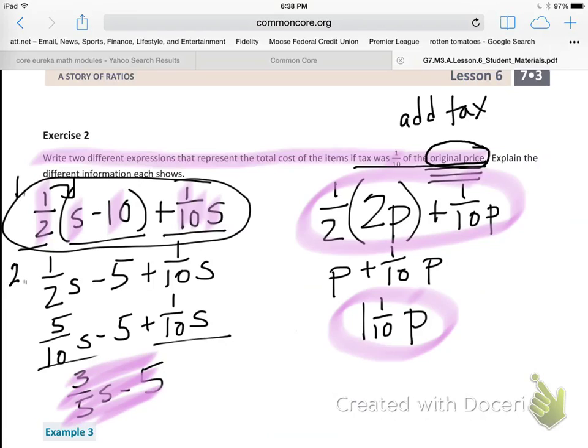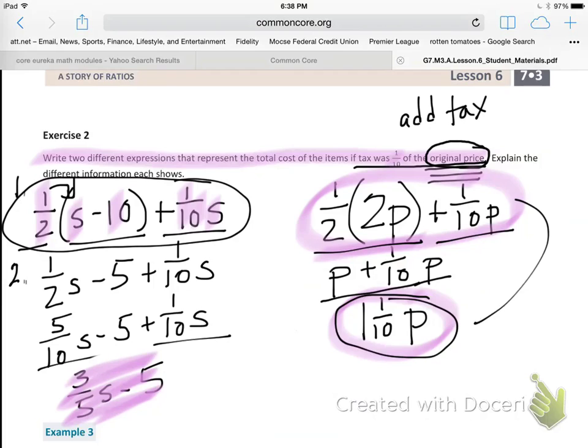Okay, so hopefully you got here what I got. I just went ahead and wrote my 1/2 times 2p like we had from the previous example, and added on my 1/10 p. I distributed and got the p for the distributed part, and then added the 1/10 p, and then I also had 1 and 1/10 p. Okay, so these are equivalent. The second one has all like terms and is what we would consider more simplified.